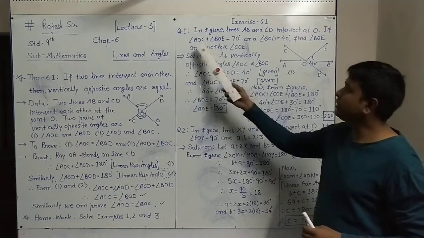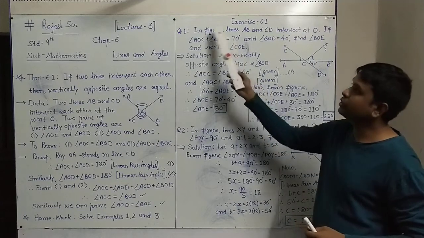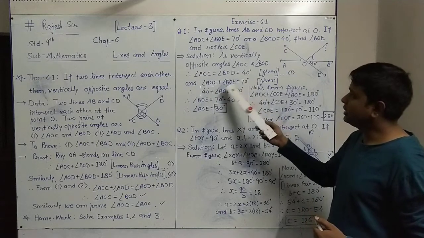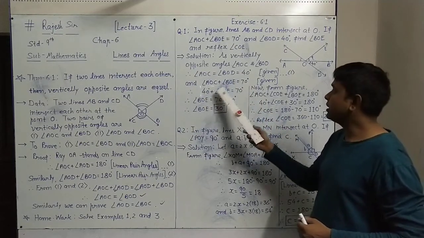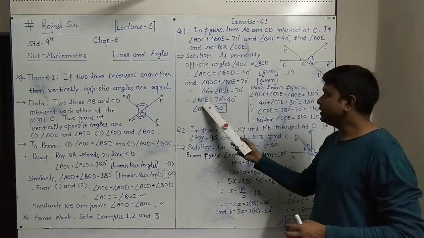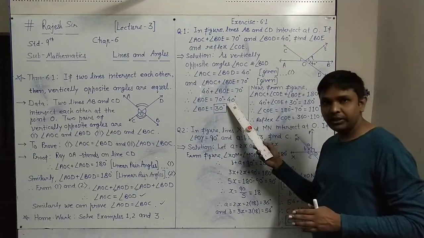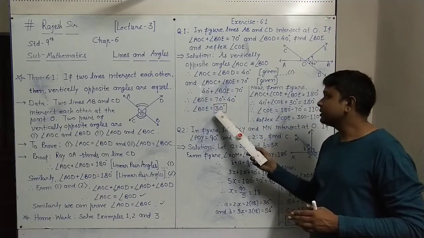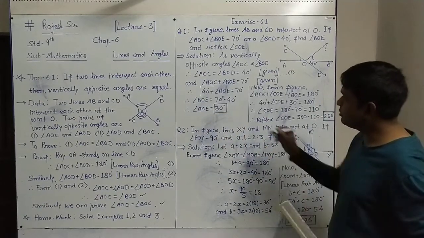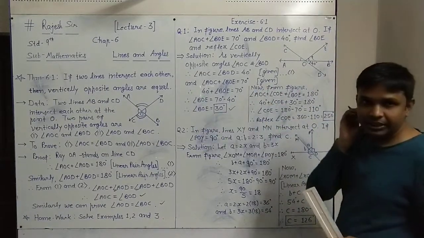Next, in the question, it is given that angle AOC plus angle BOE equals 70 degrees. So angle AOC that we have got, 40 degrees, we will place here, plus angle BOE, equals 70 degrees as it is. So angle BOE equals 70, taking this 40 to the right, minus 40 degrees. So 70 minus 40 is 30 degrees. So angle BOE is 30 degrees. This is the first answer we got, that is, find angle BOE. So we have 30 degrees.